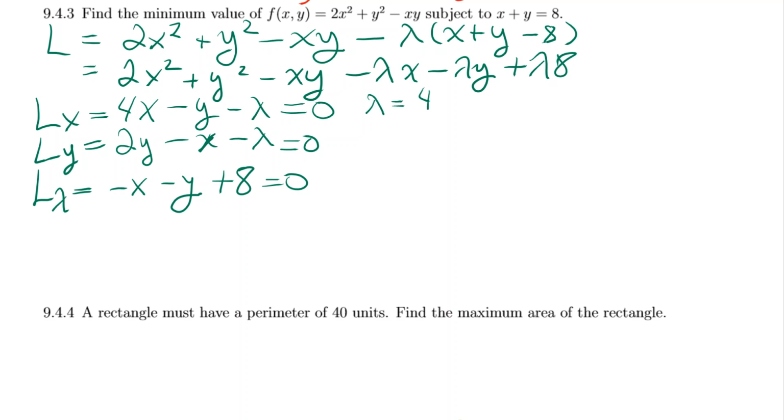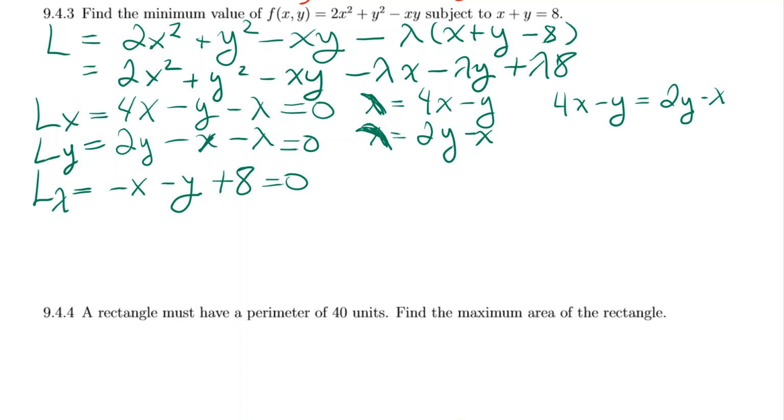So for the first equation, it's going to be 4x minus y. For the second equation, that's going to be that lambda, not x. Make it thicker, because then it's clear. 2y minus x. So since these are both equal to lambda, that means they're equal to each other. See, I told you this wasn't too bad. Look at that. Not nearly as bad as it seemed before.